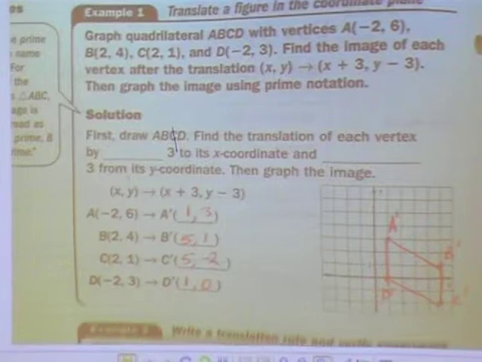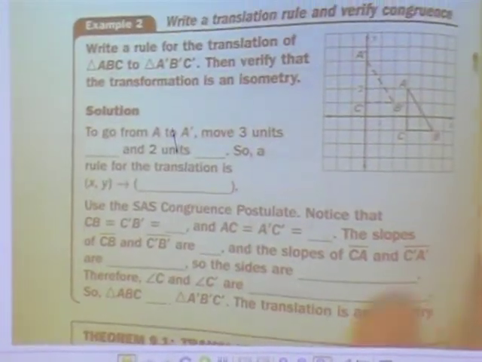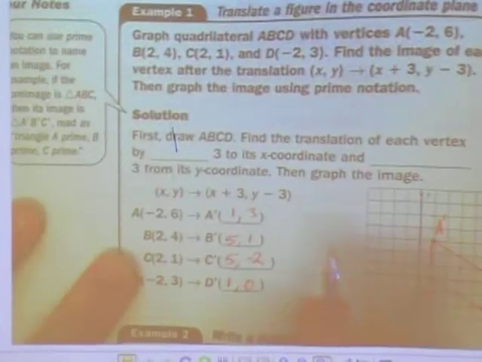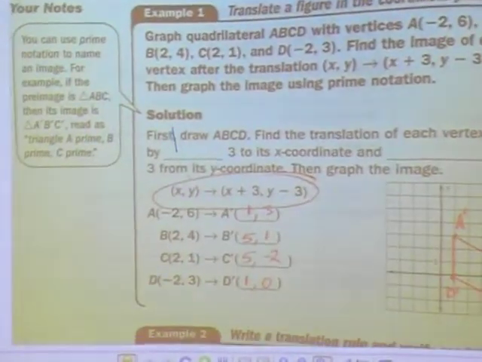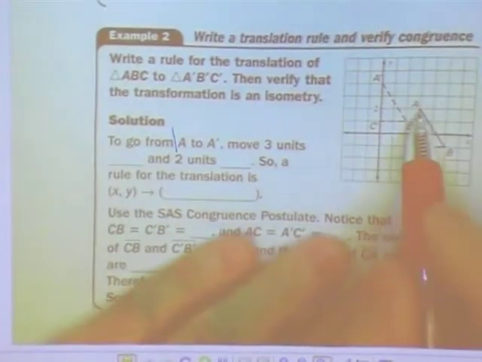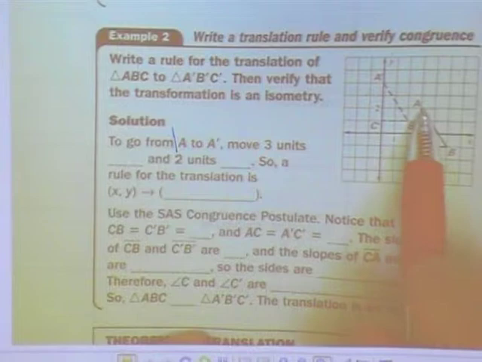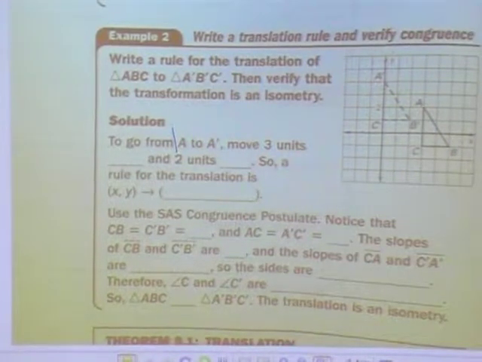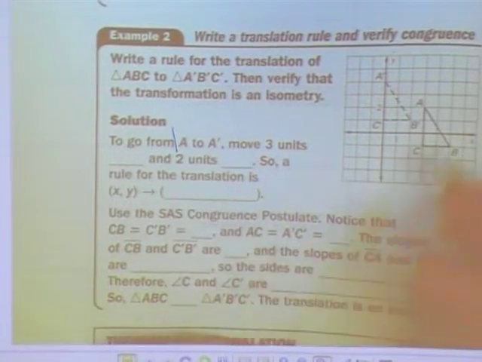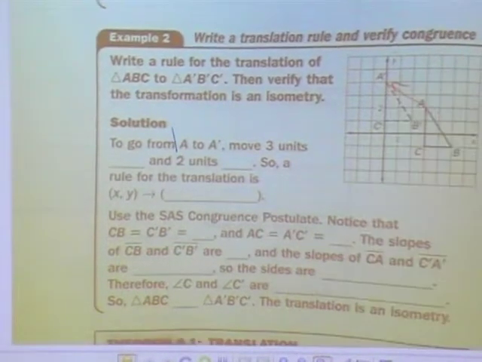Alright, so here, example 2 is write a rule. This is a rule right here. That's the rule for the first one. So you're just describing your translation. Here's A and here's A prime. All you have to do is look at one set. You don't need to look at every one. What happened from A to A prime? Plus 3 minus 2. Never mind. It's plus 2 minus 3.